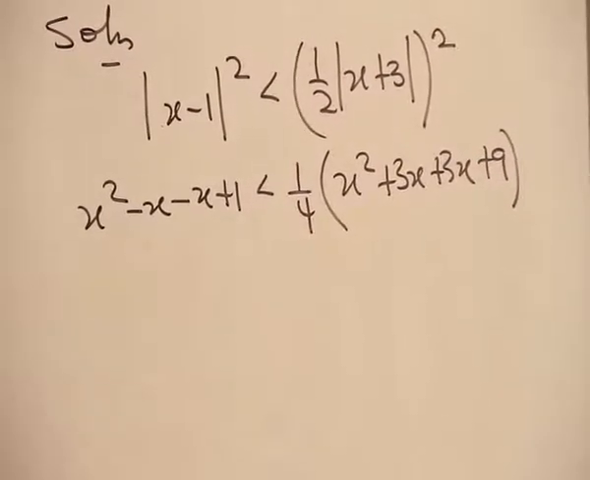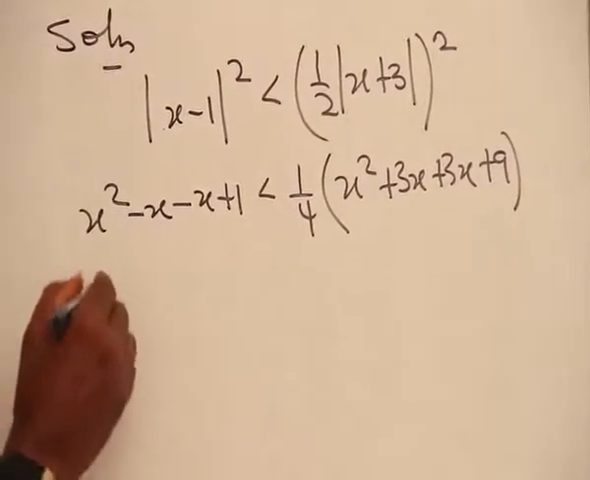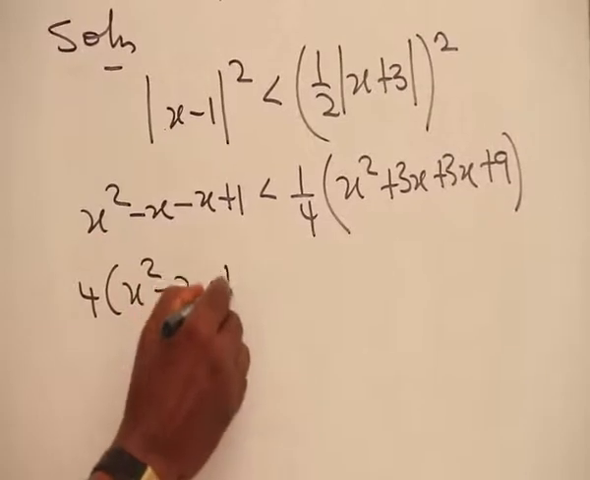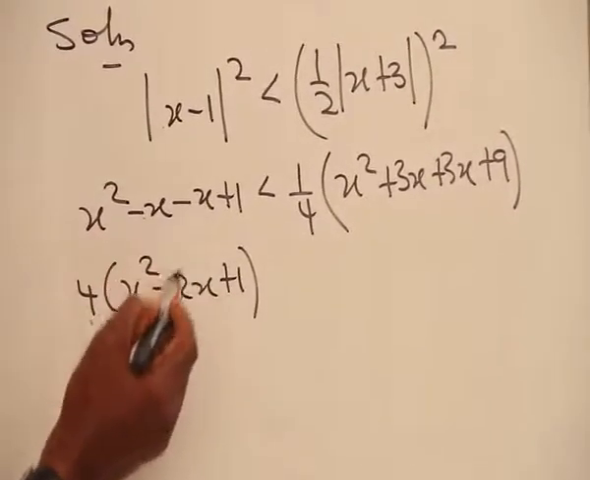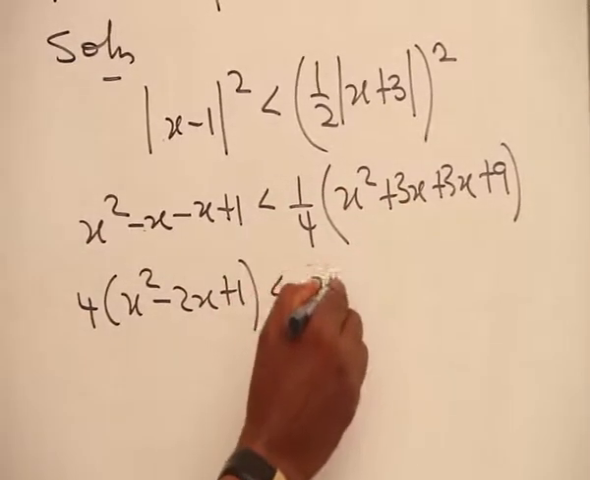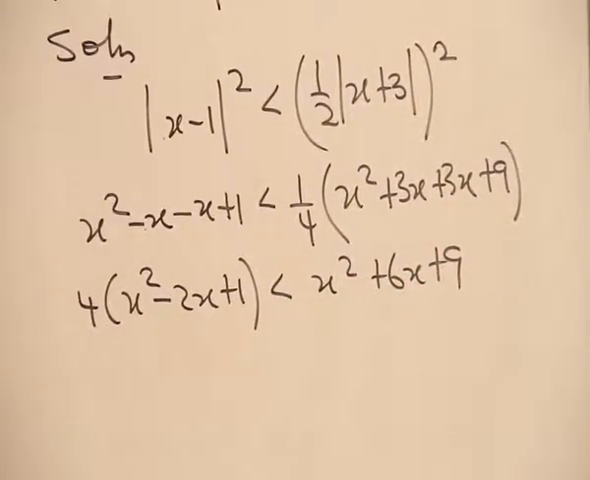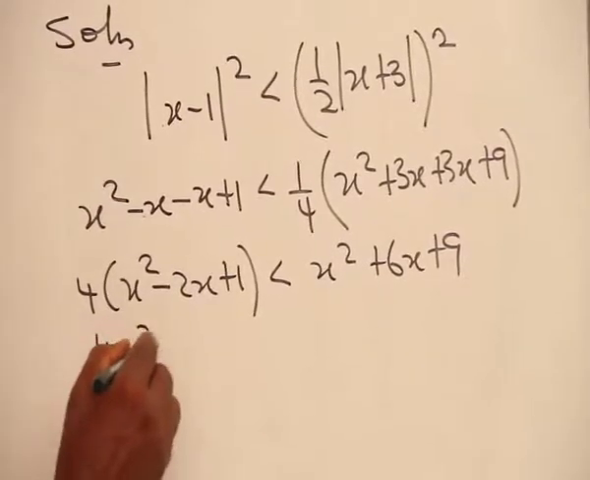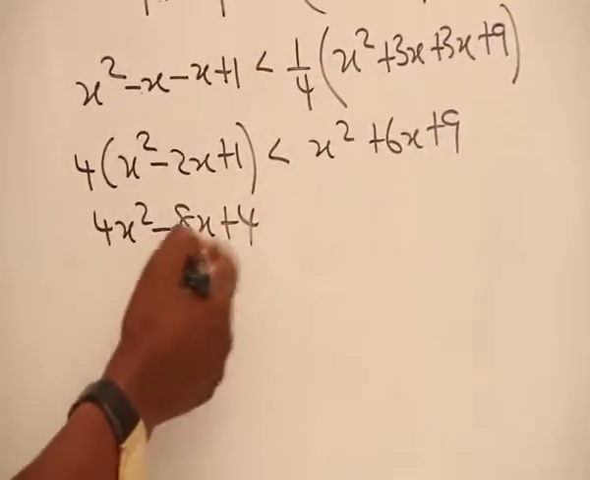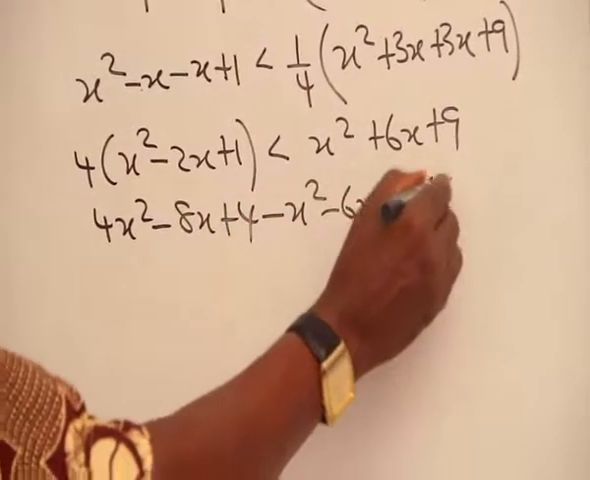Now, we can multiply both sides by 4 to remove this fraction. So we now have 4 into s squared minus 2s plus 1. By simplifying, minus s minus s is minus 2s. This will still be less than 1 multiplying this. We now have our s squared plus 6s plus 9. Open the bracket once again to give us 4s squared minus 8s plus 4, and then bring the other term to the left hand side, minus s squared minus 6s minus 9. Everything is less than 0.